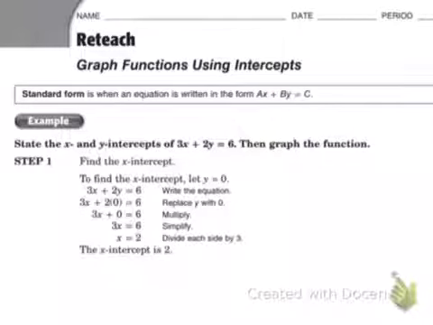Alright, so step 1, find the x-intercept. Very important right here. We need to find the x-intercept. We're going to let y equal 0. Okay, so I'm going to let the opposite variable equal 0, and then I'm going to solve. So notice, right here, let me get my highlighter back. Right here, they're going to fill in a 0 for y. So 3x plus 2 times 0 equals 6.